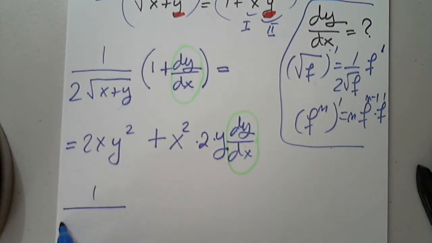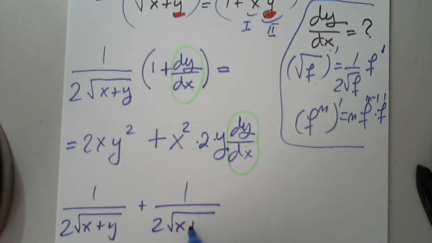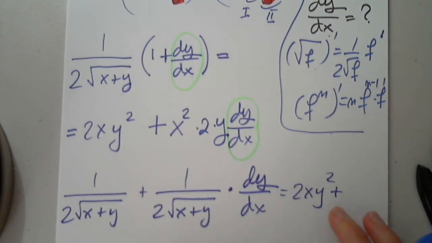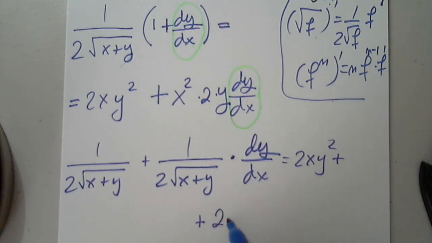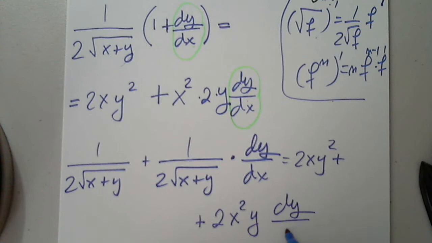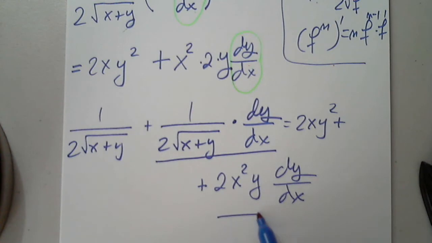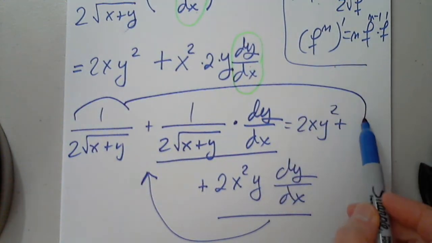So I have 1 over 2 the square root of x plus y, plus 1 over 2 the square root of x plus y times dy over dx, equals 2xy squared, and plus 2x squared y dy over dx. Obviously, these two terms that have the variable have to be on one side. This term that does not have the variable has to go to the other.